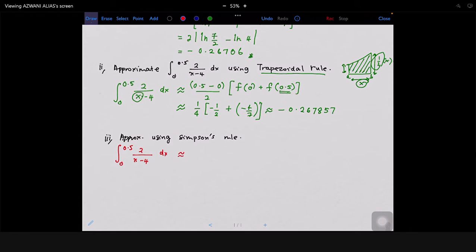Okay, so tengok balik rumus. Dia adalah b minus a divide by 6 ataupun h divide by 3, di mana h adalah b minus a divide by 2. Okay, divide by 2 kenapa? Sebab Simpson Rule dia dah pecah kepada 3 point. Okay. So, kat sini saya ambil b minus a divide by 6.